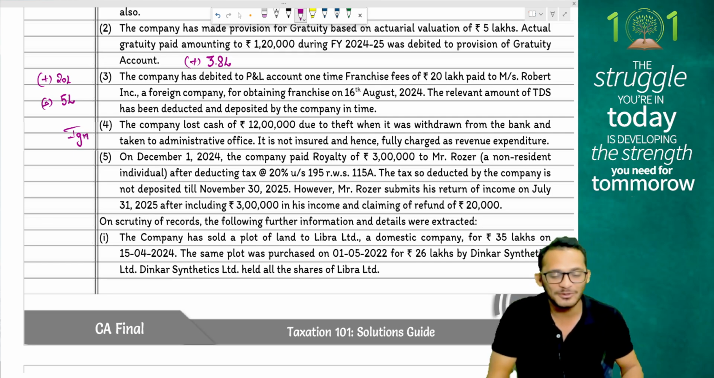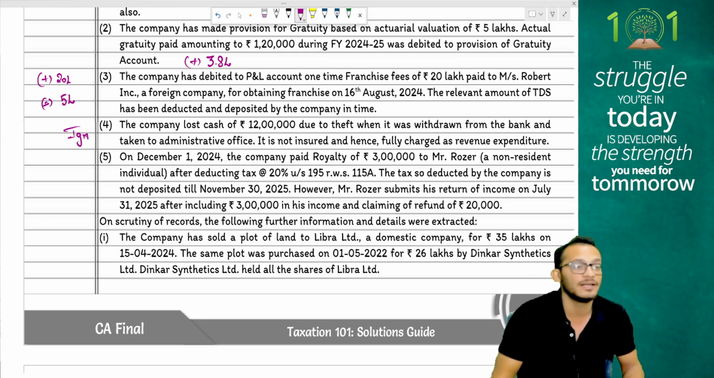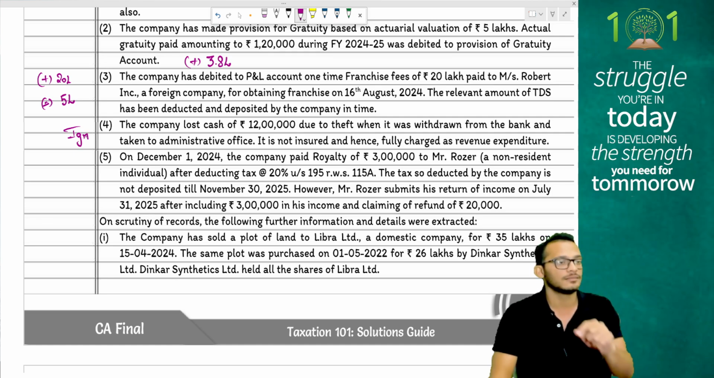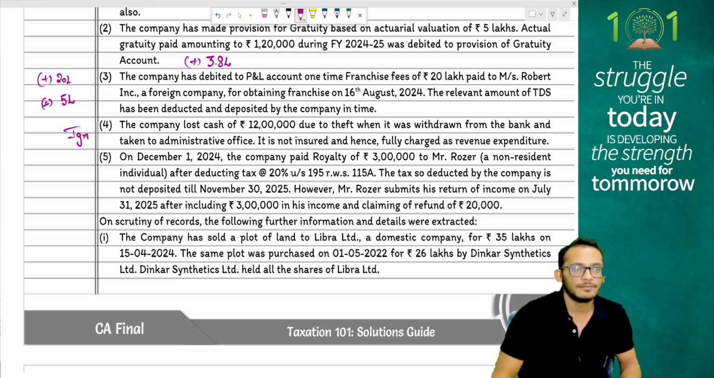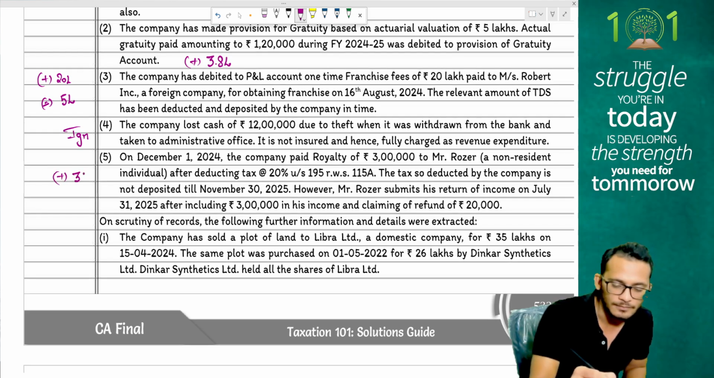On 1st December 2024, the company has paid royalty of 3 lakh rupees to Mr. Roser, a non-resident individual, after deducting tax at the rate of 20% under section 195, read with 115A. The tax deducted by the company is not deposited till 30th November. However, Roser has submitted his return on July 31st, 2025, after including this income and giving a refund of 20,000 rupees. People, default in deducting TDS? No. But default in payment of TDS? Yes. There is a disallowance for you, despite the fact that he has filed his return, because the claim will only be given when he files his return, and he's filing the return next year. So the claim will also be given next year. So current year will get a disallowance of rupees 3 lakhs.